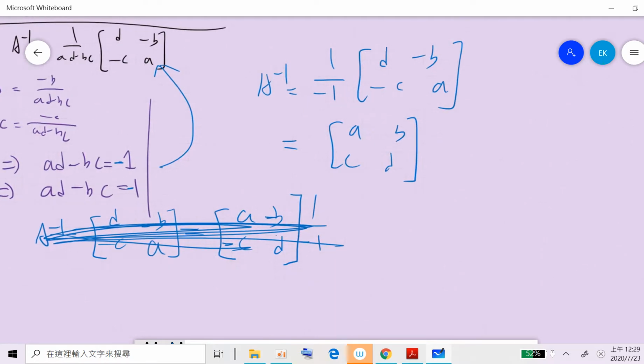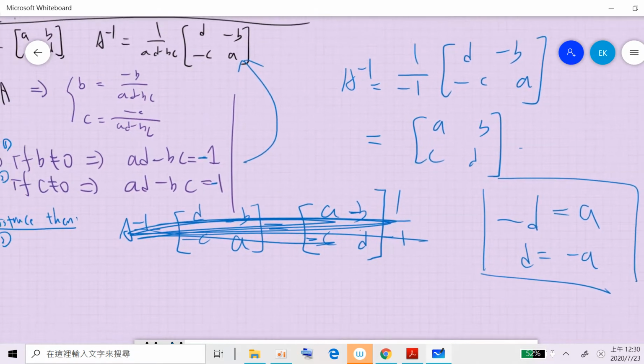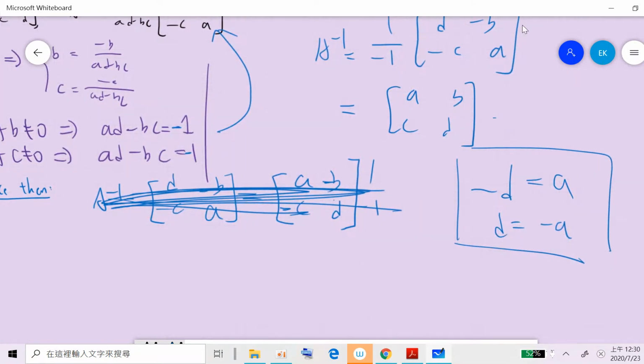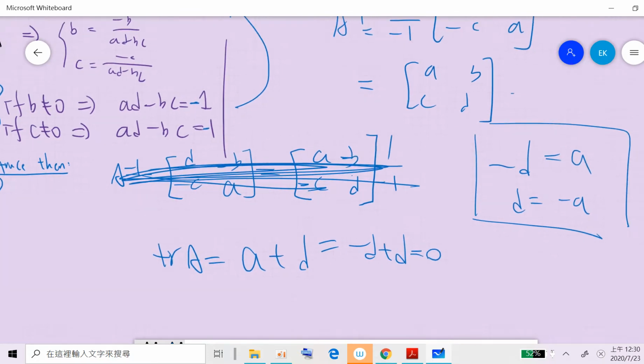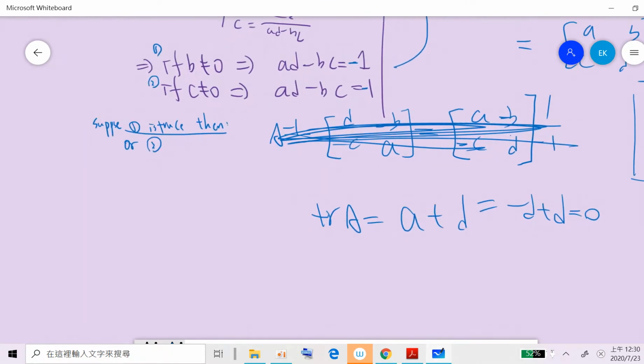So this tells you that minus D is A, and D is minus A. So you have these two conditions. Then trace A is just A plus D, so it's minus D plus D, which is 0. So if B and or C is non-zero, then the answer is 0. So basically we already know this should be the answer.